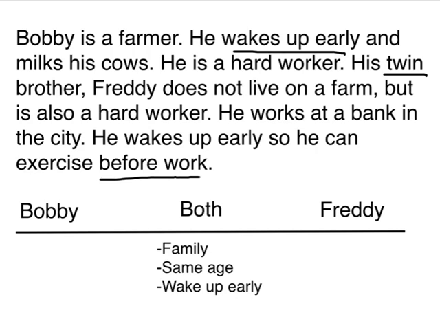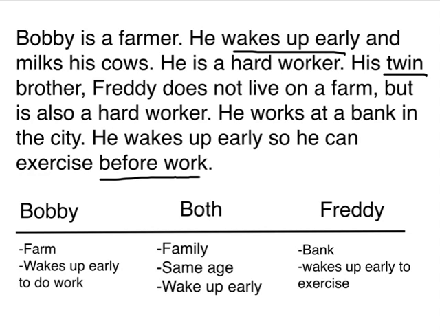Now let's contrast them. Let's start with Bobby. We know that he is a farmer, and we know that he wakes up early to milk his cows. Freddie, on the other hand, works at a bank, and he wakes up early to exercise. Realize that they both wake up early, but one of them wakes up early to do work, while the other one wakes up early to exercise.